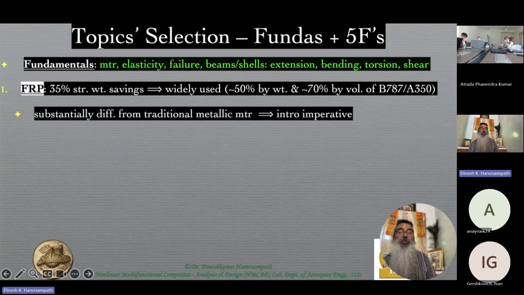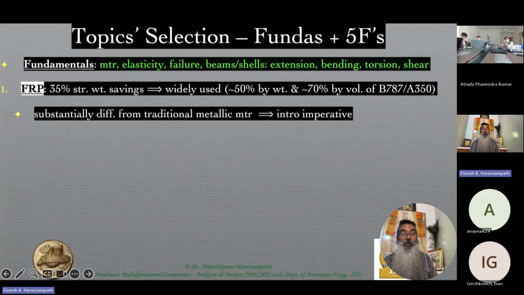that the usage has become so wide, and which is why we can't ignore them in a course, even at bachelor's level on structural analysis, because then you will be ignoring half the aircraft already. And for future aircraft, you'll probably be ignoring a much larger chunk of the aircraft.